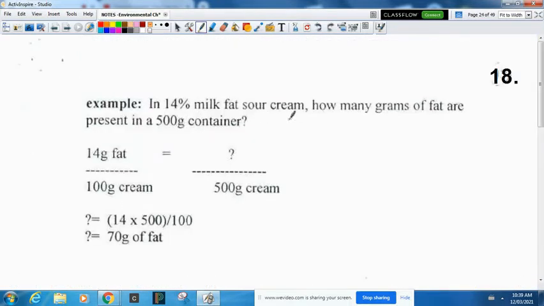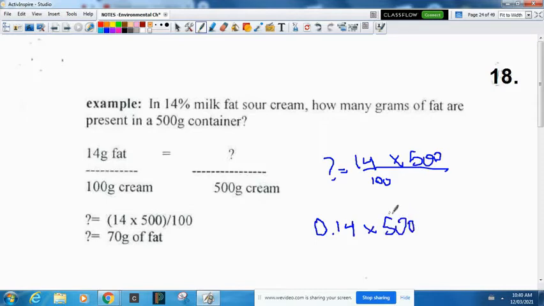So here you go, 14% milk fat. How many grams of fat are present in a 500-gram container? So we have 14 grams in 100 equals question mark over 500. To solve for the question mark, you have to cross multiply, right? So it's 14 times 500 divided by 100 to give you 70. Or you can know 14% means it's 14 out of 100, so that's 0.14. Of means multiply times 500. In both cases, you're going to end up with the answer being 70.